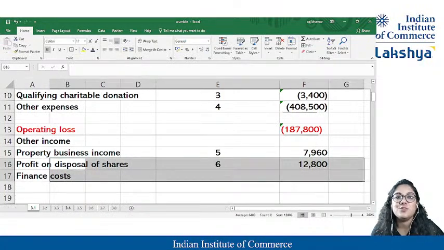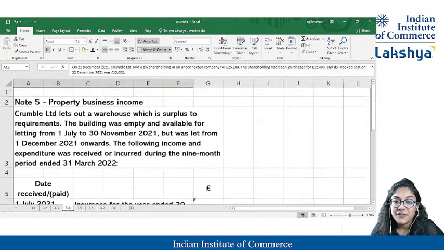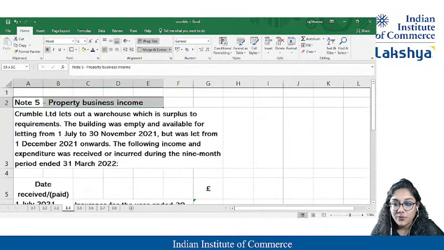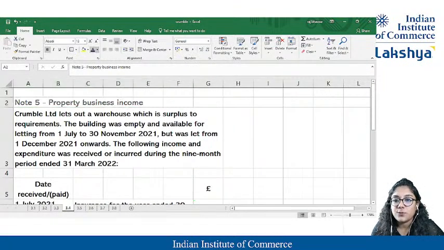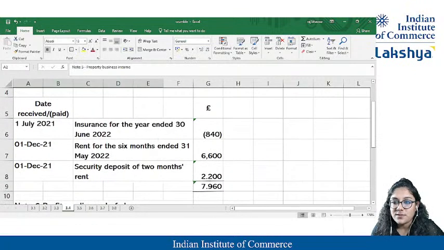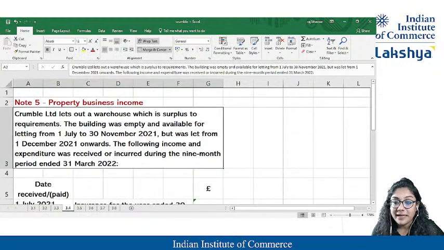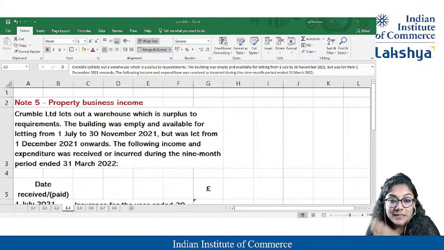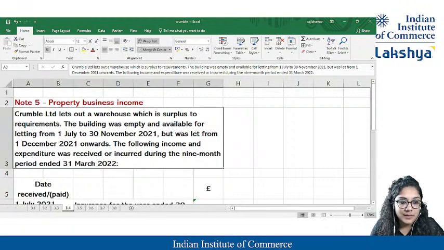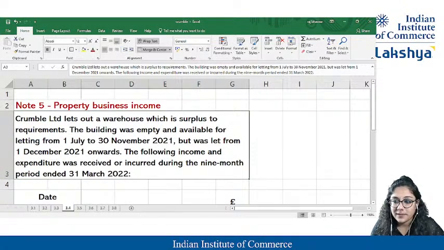So now we need to check the things which we have left. We can check note 5 and note 6. So students, you remember when I was talking about note 5, we did a similar question in the prior question. You can just make it quick.